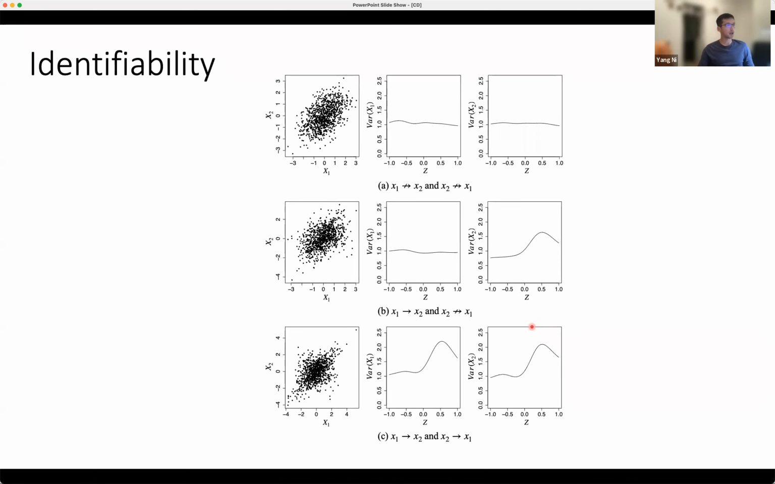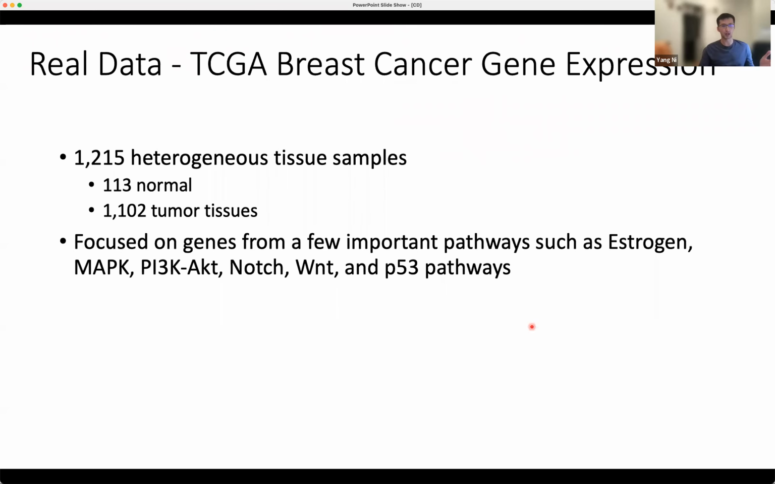I think I'm running out of time. We show that it is identifiable even without cyclic assumption, without acyclic and no unmeasured confounder assumptions. Again, we're not going to show the proof, but instead we're going to just look at one real data set and see how powerful this method is compared to existing methods.